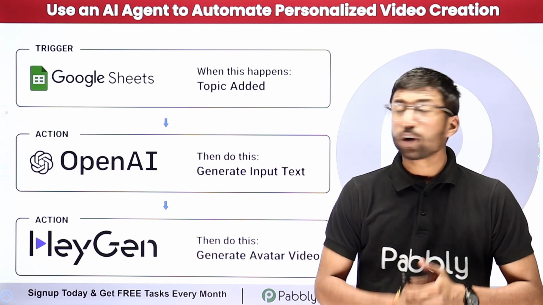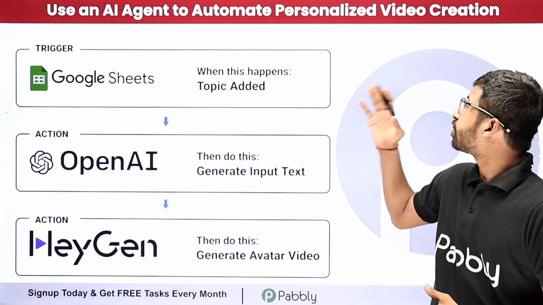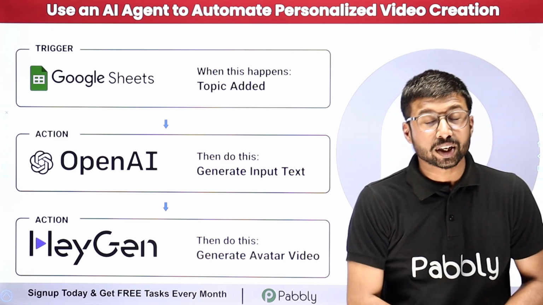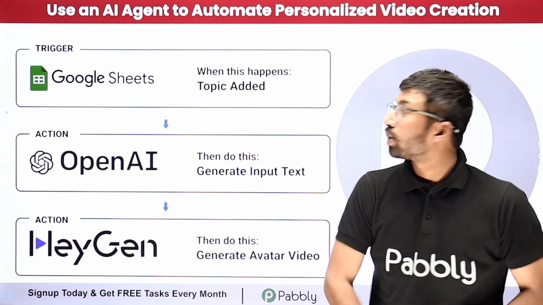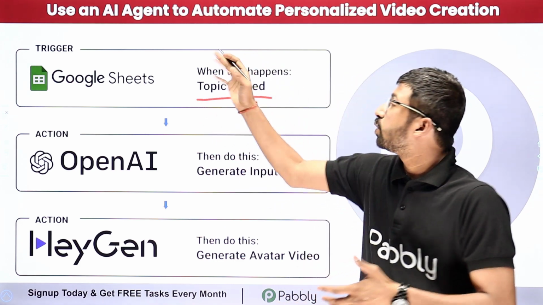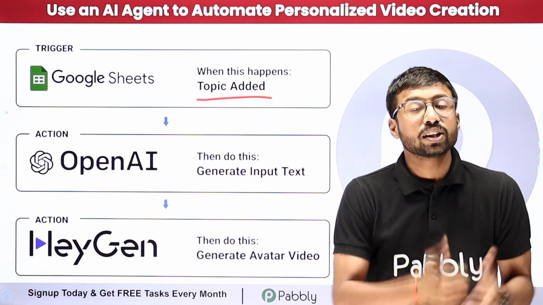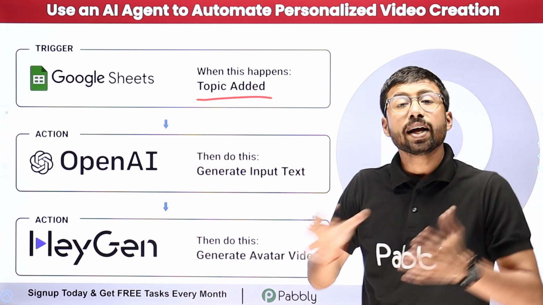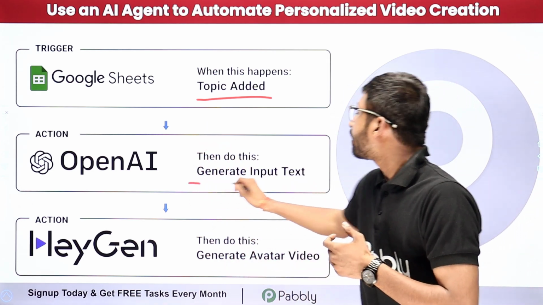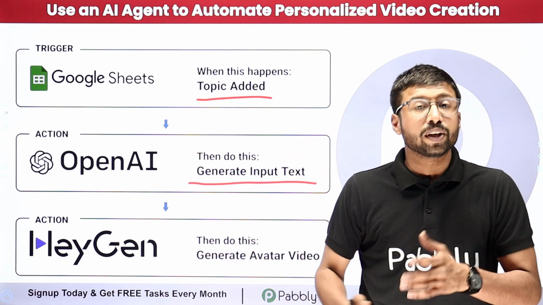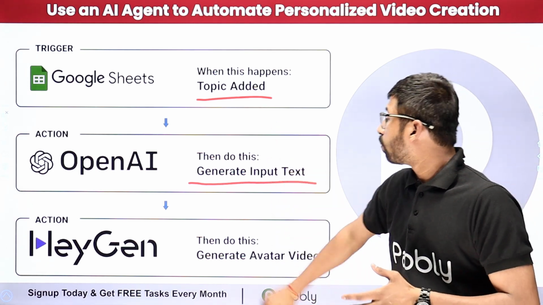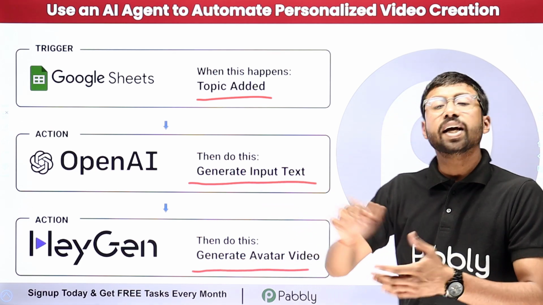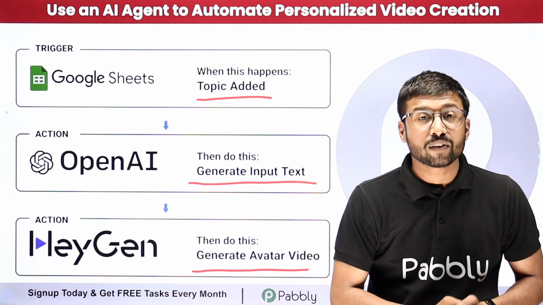So in this video, we are going to learn how to use an AI agent to automate personalized video creation. Yes, that's right. We are going to build an AI agent which will pick the topics of the video which you are adding in your Google spreadsheet, and this AI agent will send the same topic to OpenAI and it will generate the content, generate the input text or the script of the video. Then after that, we are going to send the same input text, same script given by OpenAI to HeyGen, and using HeyGen, we are going to generate an avatar video.